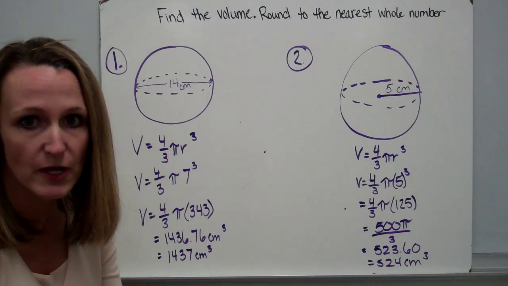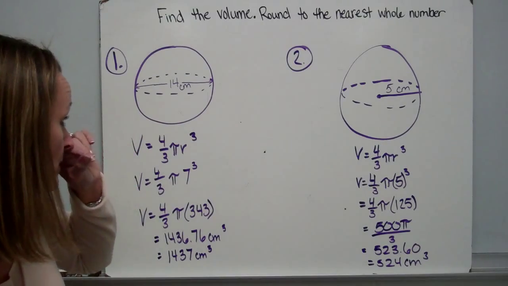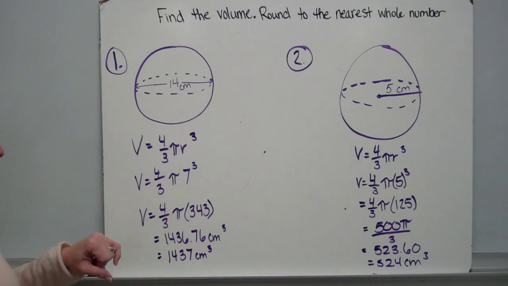We're still talking about volume, so our units are still going to be cubed because we're multiplying three things.